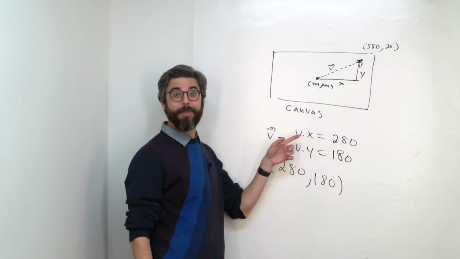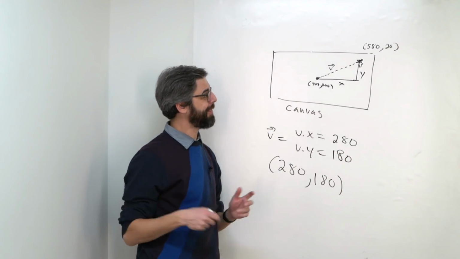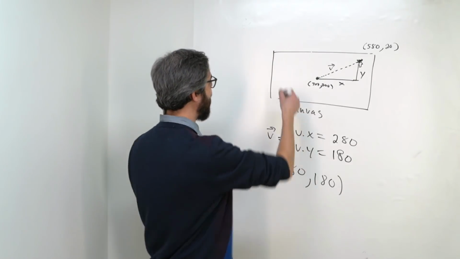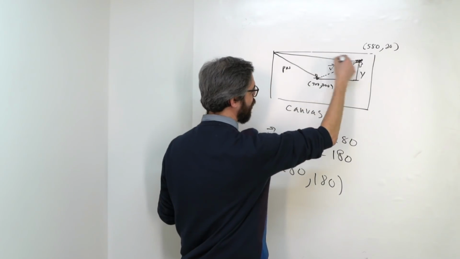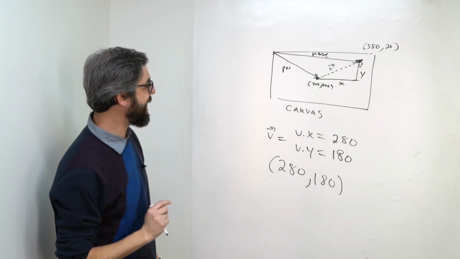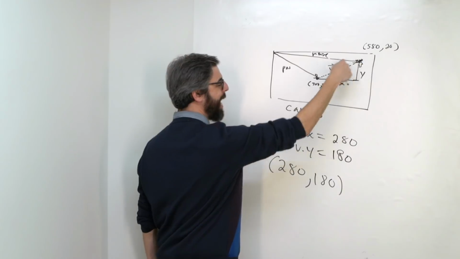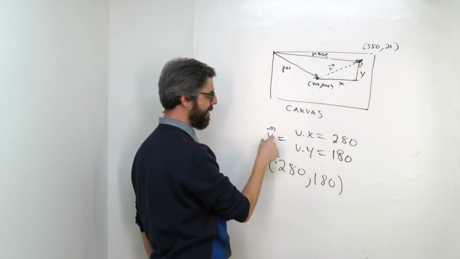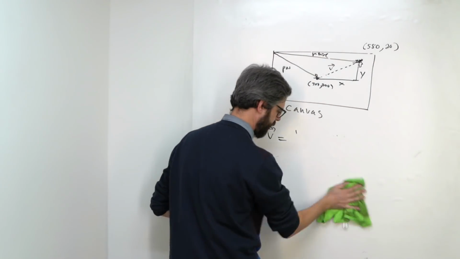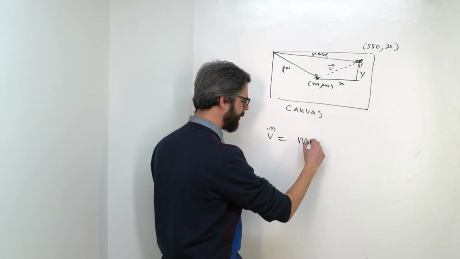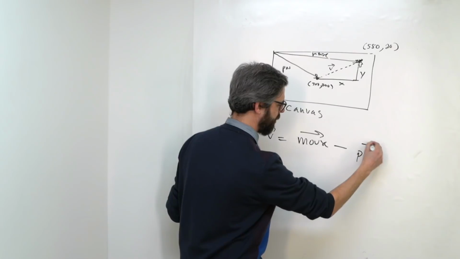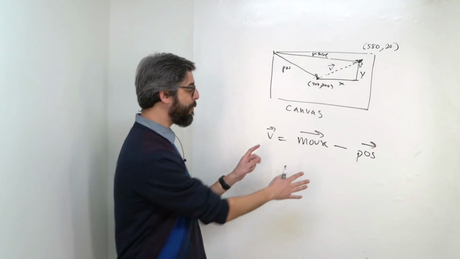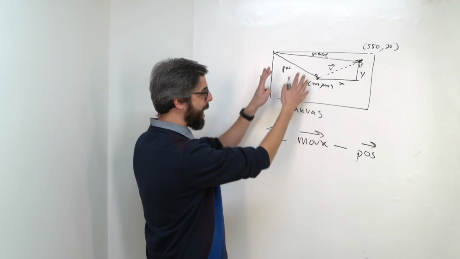What mathematical operation did I just do here? I have two vectors, really. I have this vector, which I'll call position, and I have this vector, which I'll call mouse. What I did is I said mouse minus position gives me v. V equals mouse minus position. Let's confirm that this really works, the subtract operation, by diagramming this.